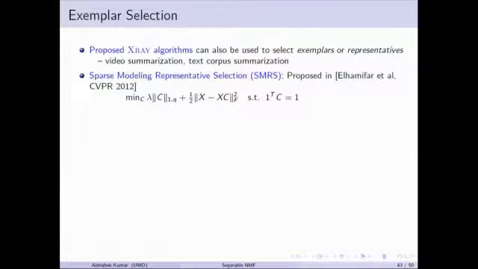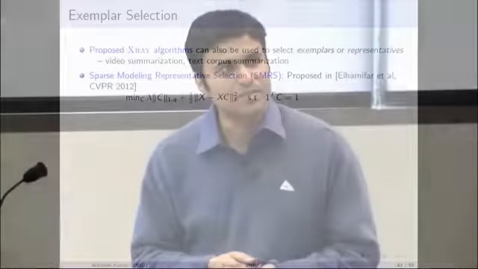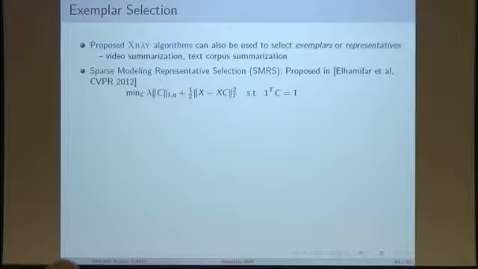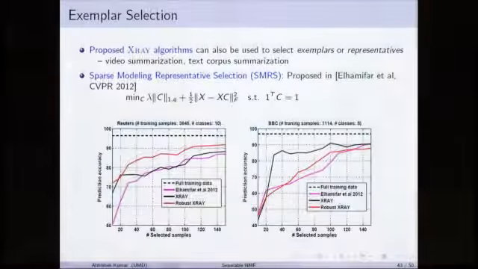In this setting we compare our method with a method which was proposed in 2012, and they do it by solving this problem. They minimize the Frobenius norm of X minus X times C, and there was a row sparse penalty on C here. And these are the results.